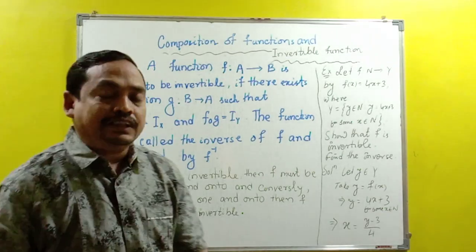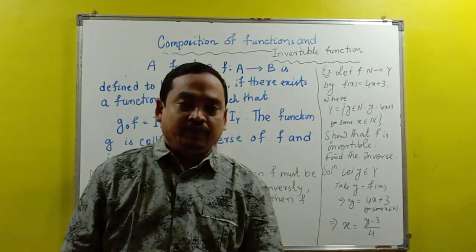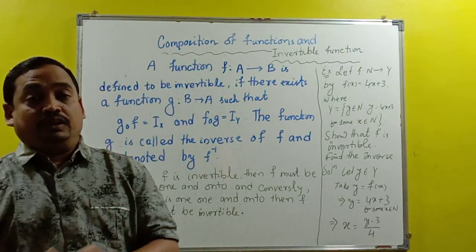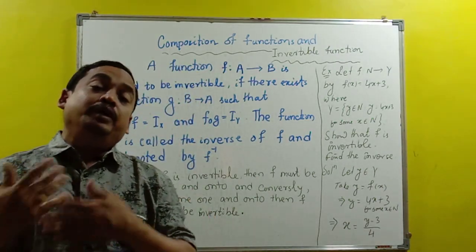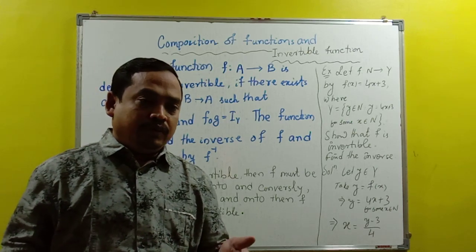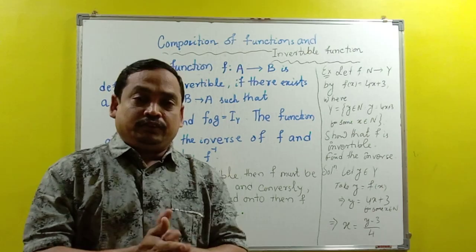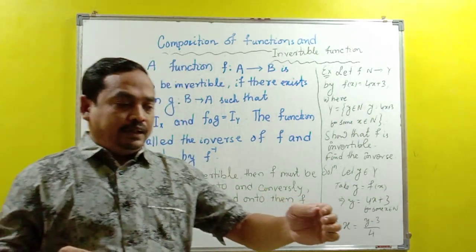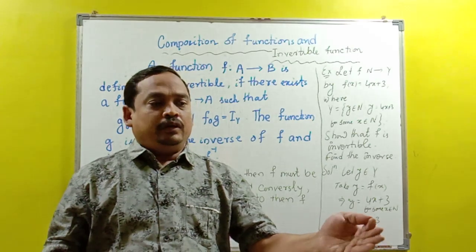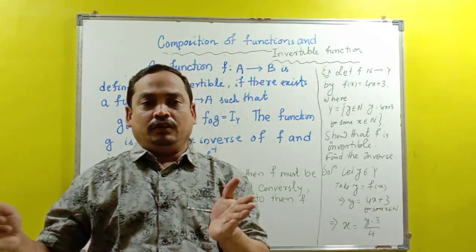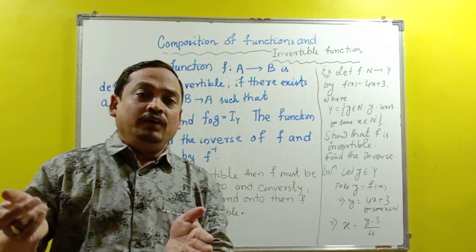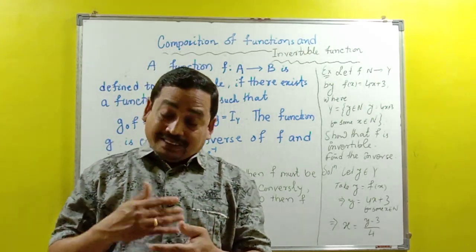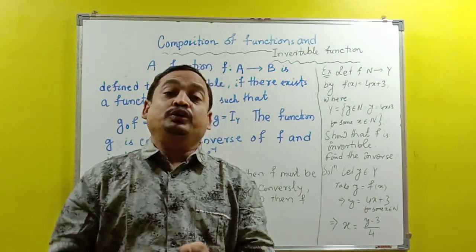Next is our invertible function. What is an invertible function? The inverse of the function, that is called invertible. When will the function be invertible? We have studied the inverse relation in class 11. So what does inverse mean? For example, x is the father of y, then y is the son of x, that is the inverse relation. In the same way, we now have to define the inverse function.